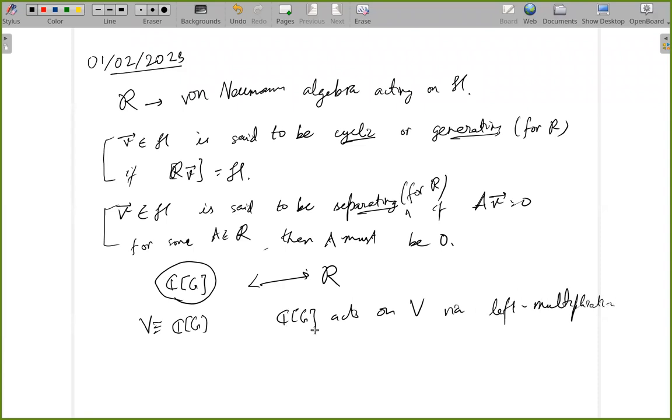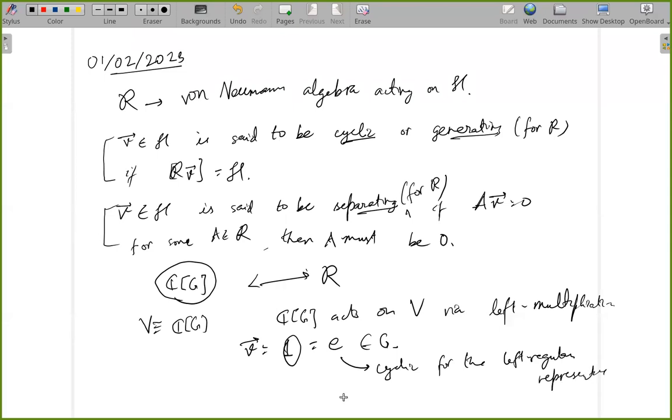So in this context, this representation actually has a cyclic and separating vector. Let me point that out. If I look at the vector V equal to just the identity element of the group, you can just write E, for E in the group, this is actually a cyclic and separating vector. Cyclic simply because it's a left regular representation. E moves around and gives you any element. So this is cyclic for the left regular representation. And also separating.